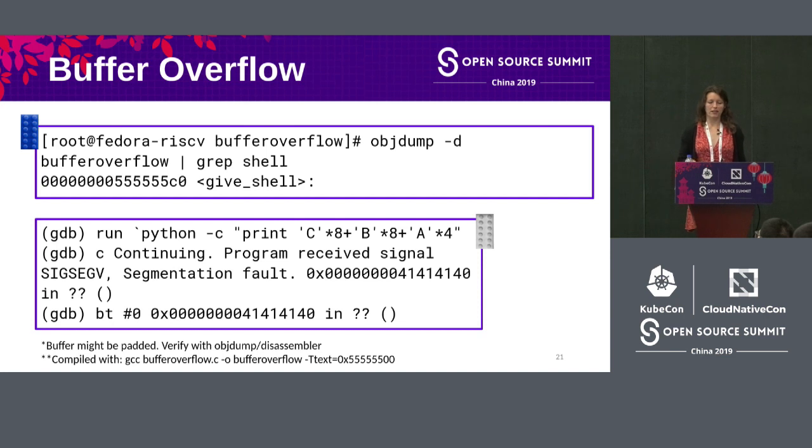So how do we go about this? How do we approach this problem? First of all, we have to find the address of give_shell, and we can use objdump -d for that. So we have our address, and then we just play around with GDB. We pass some input into our program and see where it crashes. In our case, it crashes at this address.